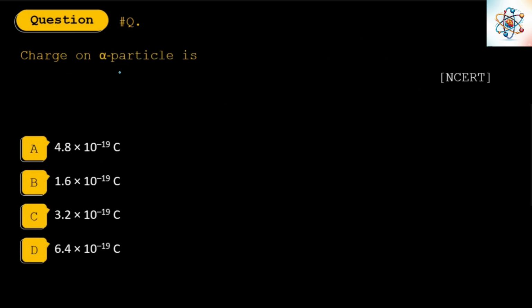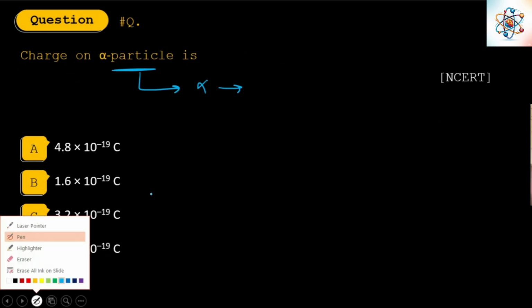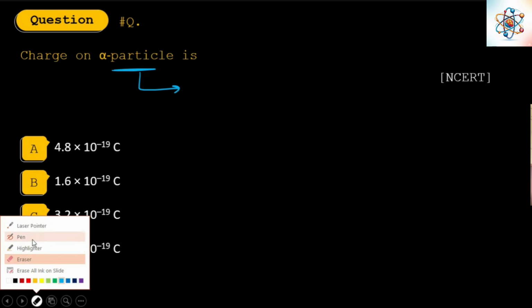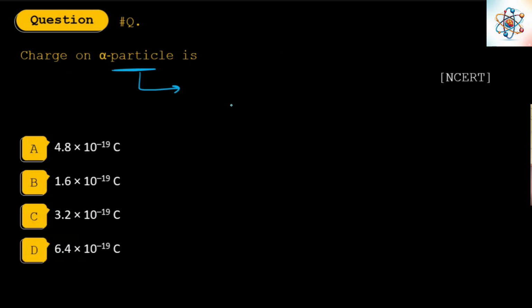Charge on alpha particle. So again, this is another type of charge. Do you know what is alpha particle? No. I thought for a second it was talking about the electron, then I confidently said it was B, but then I didn't read the question. So alpha particle is basically a doubly charged helium ion.